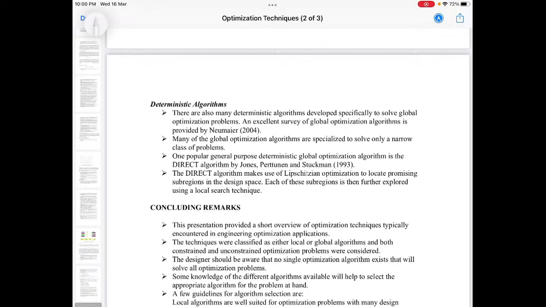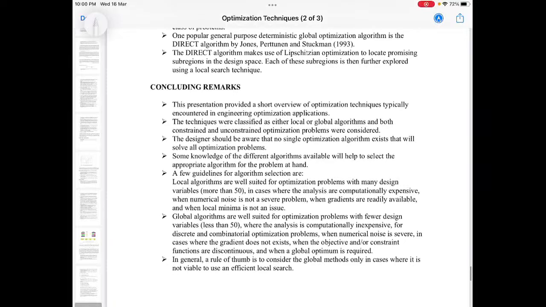Then let us conclude this. In the concluding remarks, we see that this presentation has provided a short overview of the optimization techniques typically encountered in engineering optimization applications. So we have seen various engineering optimization applications where different optimization techniques are applied. The techniques were classified as either local or global algorithms. Both constrained and unconstrained optimization problems were considered.